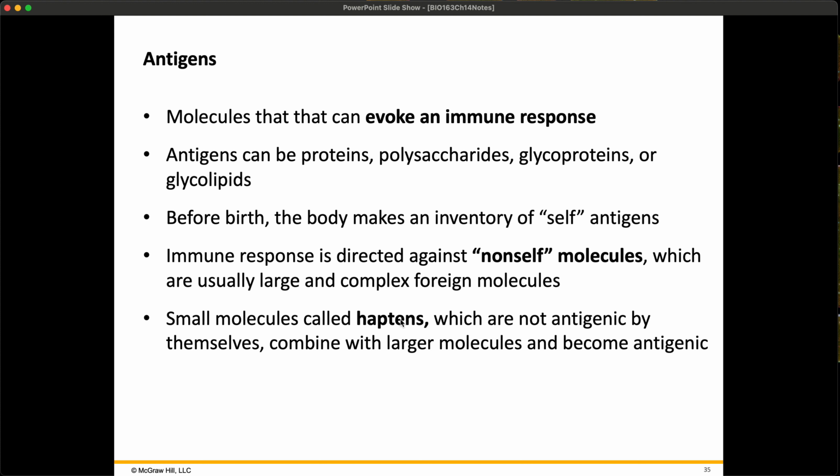Sometimes smaller ones called haptens will join with larger molecules to become antigenic. This is a lot of times how food allergies occur: you have a small hapten, a small protein that joins with a larger one, and then it amplifies that response.